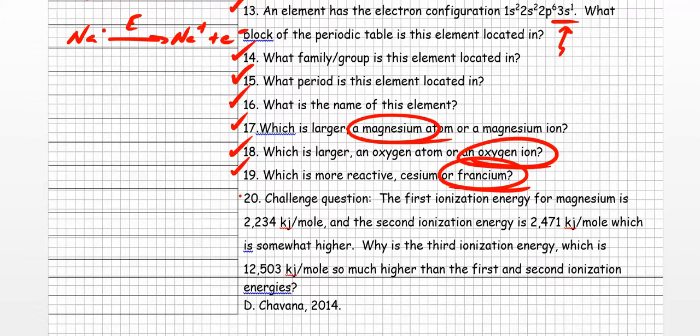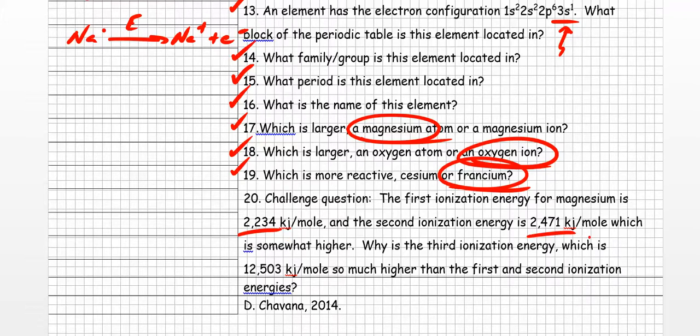Well, the answer has to do with the number of valence electrons. Remember that magnesium is in the second column. That means 2 valence electrons. To remove the first one requires this much energy, 2,234 kilojoules per mole. To remove the second one is going to require more.